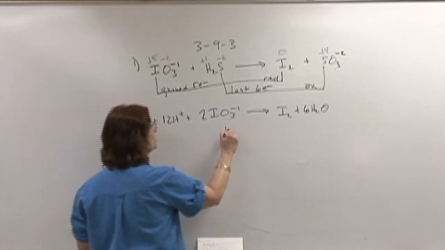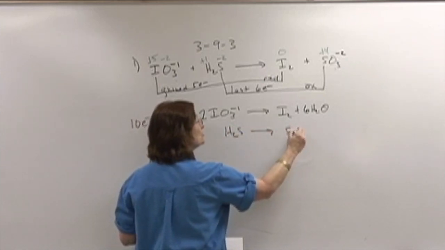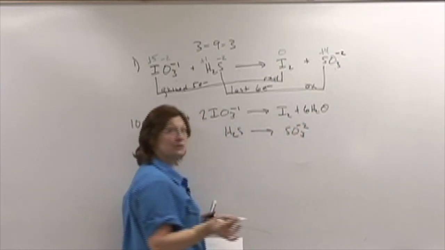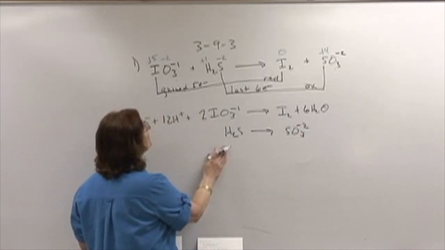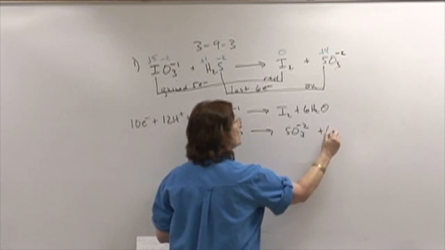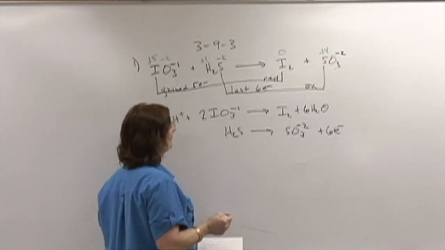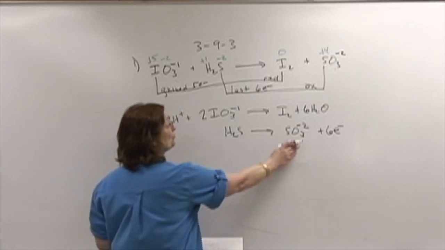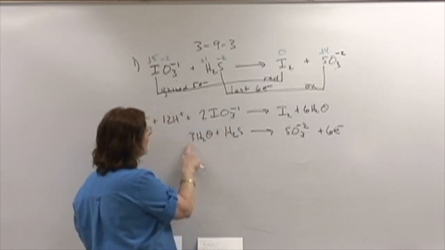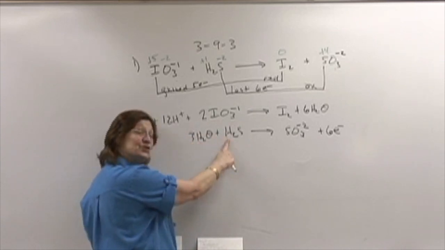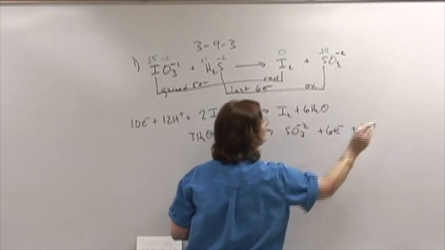Then I have H2S that goes to sulfite. There's only 1 atom here. I don't need to worry about that. And then I lost 6 electrons. And losers are on the right. Losers are produced. Now I need 3 waters. And I have 6 and 2 gives me a total of 8 hydrogen ions.